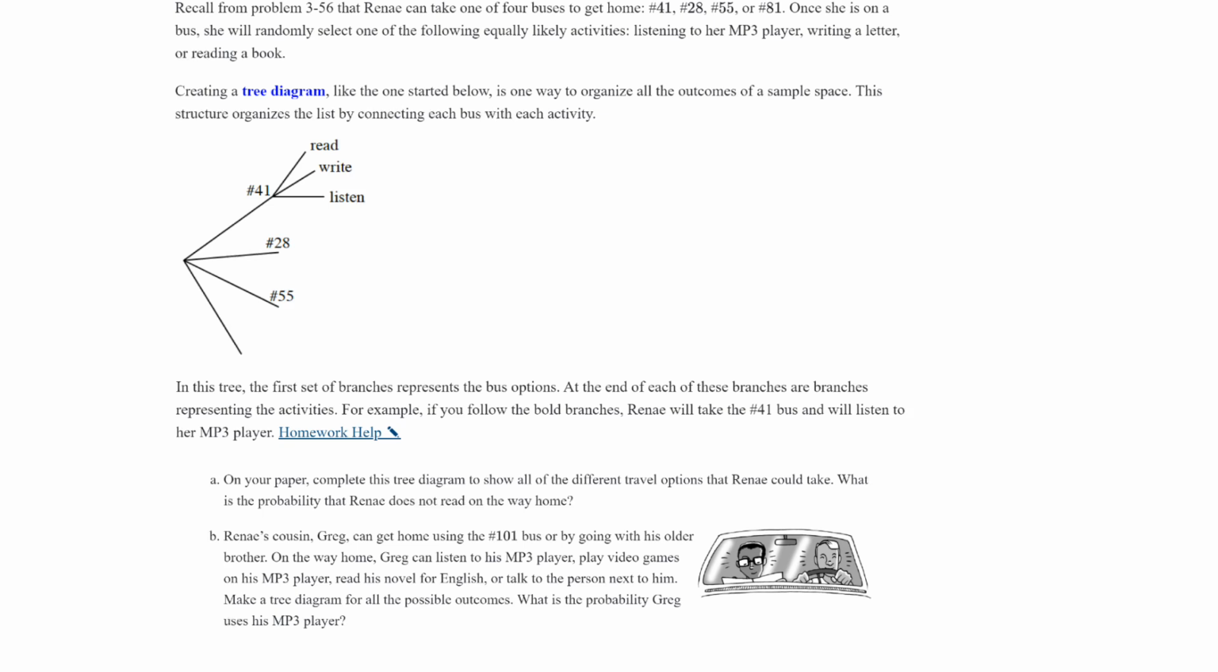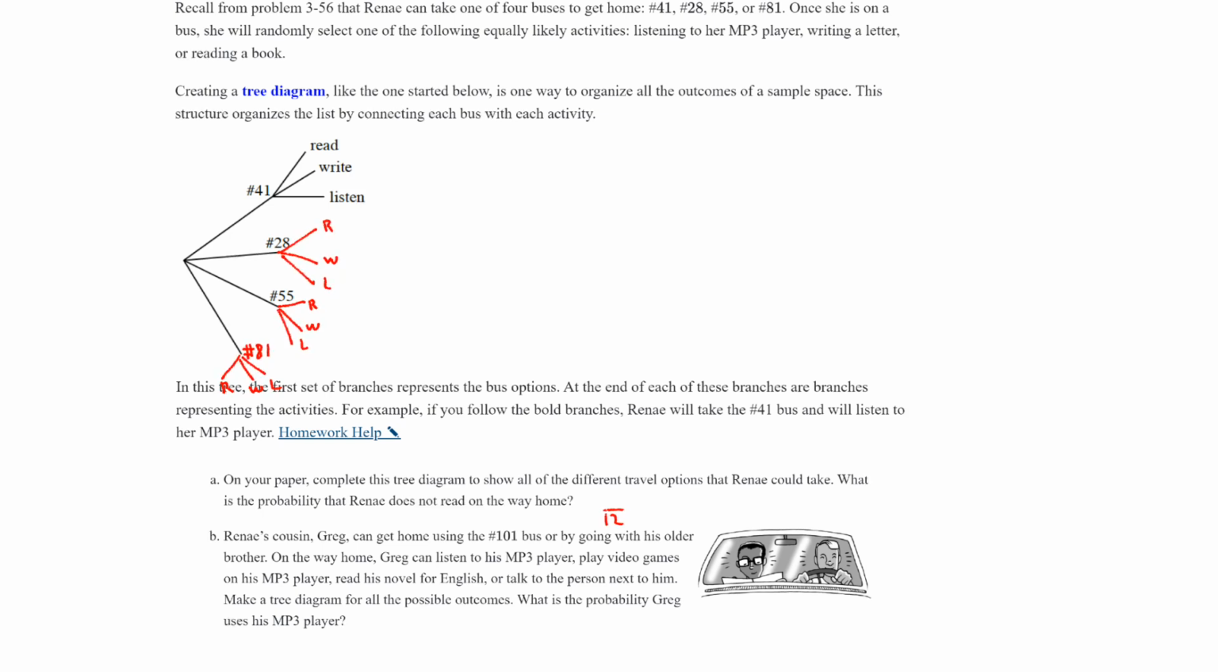So kind of similar to last time, we do need to add our last bus here of 81. And then we have 1, 2, 3. So once again, read, write, listen. 1, 2, 3. Read, write, listen. 1, 2, 3. Read, write, and listen. And those are the 12 possibilities. So we know there's 12 possibilities.